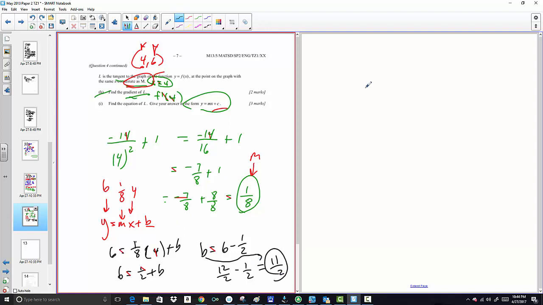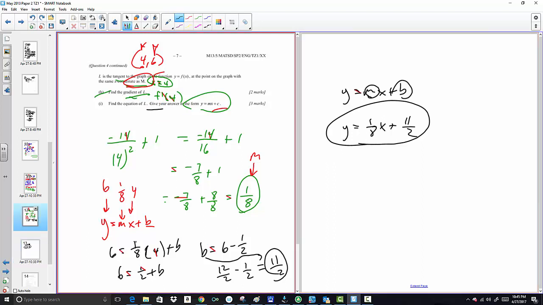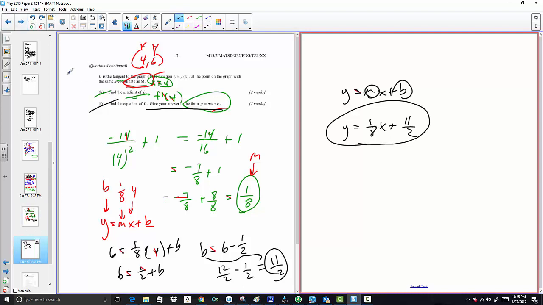So the final equation then is, we know mx plus b, and all I need to figure out is m and b. I know that m is 1 over 8, and I found out b is in fact 11 halves. So this is your answer. This is the equation in this form. So you're done with this. So finally we're done with this question, and we'll move on to the next one.